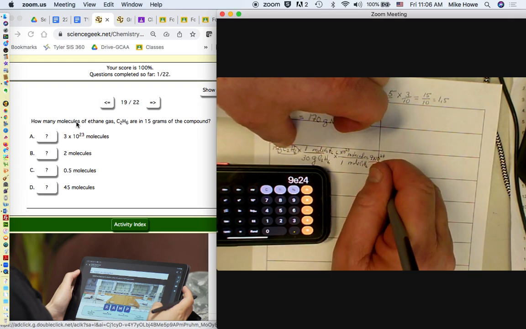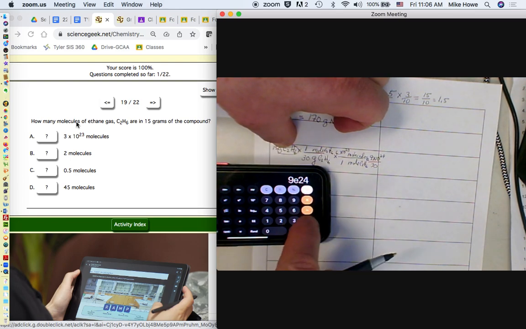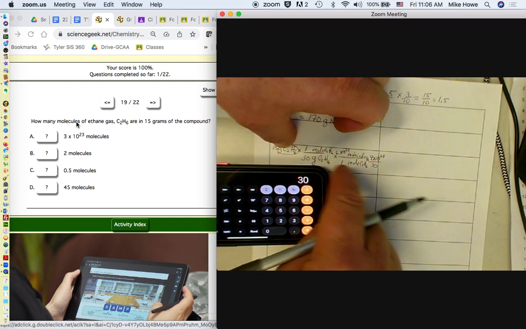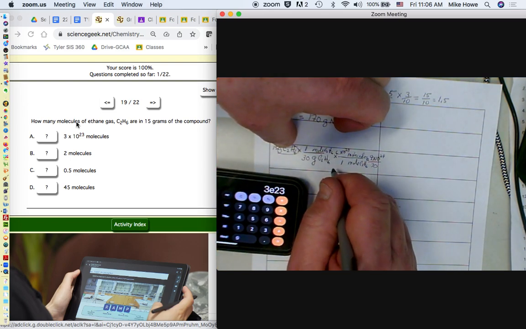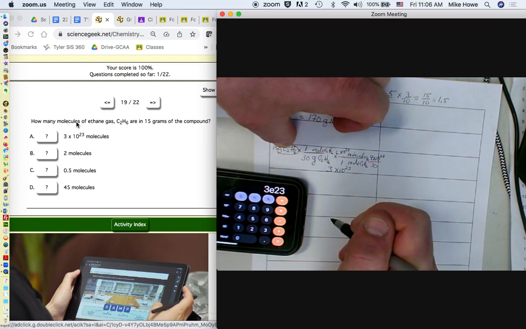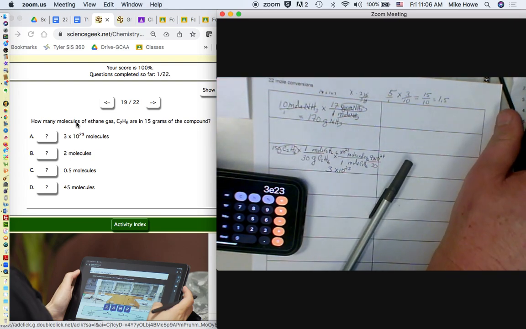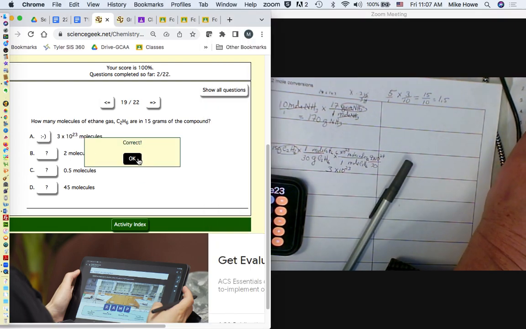All right, and we're going to divide that by 30 because that's on the bottom. There's an equal sign there. So divide that number by 30. There's also ones down here, but they don't change anything. So our final answer is 3e23, which means 3 times 10 to the 23rd. All right, is that the correct answer? That's an option. So yes.